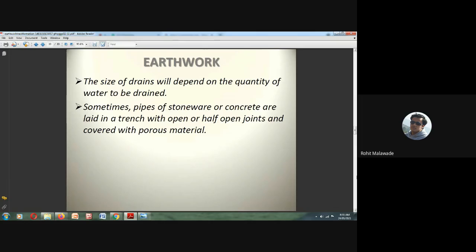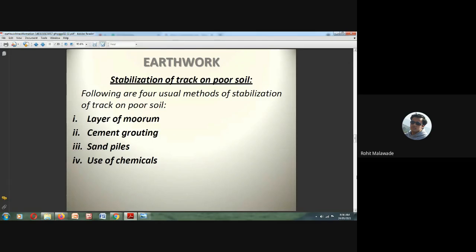Okay, the size of the drain will depend upon the quantity of water to be drained. It depends upon how much rainfall occurs in that particular area. If the rainfall is more, then the drain size will be more. If the rainfall is less, the drain size will be less. Sometimes pipes of stoneware or concrete, or a trench, will be laid with open or half open joints and covered with porous material. Regarding this, we will be discussing in our further class.